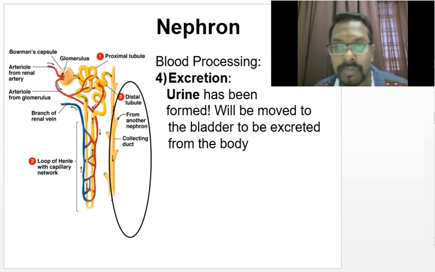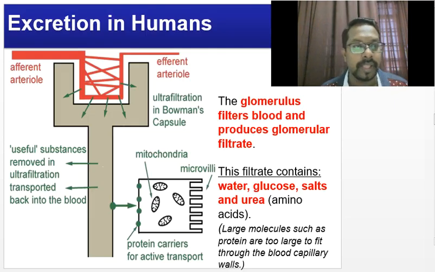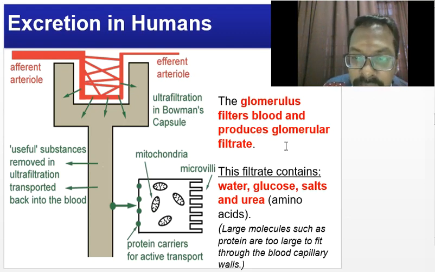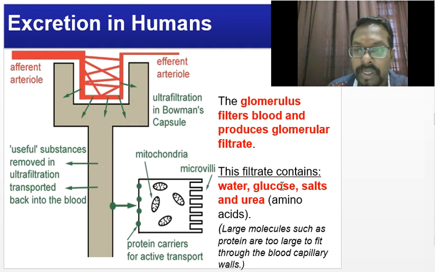Okay, let's move on to the next one. The excretion in human, again it's the same, but we're going to focus on what happens in the glomerulus and Bowman's capsule. The glomerulus filters blood and produces glomerular filtrate. Okay, what does the filtrate contain? This filtrate contains water, glucose, salt and urea.